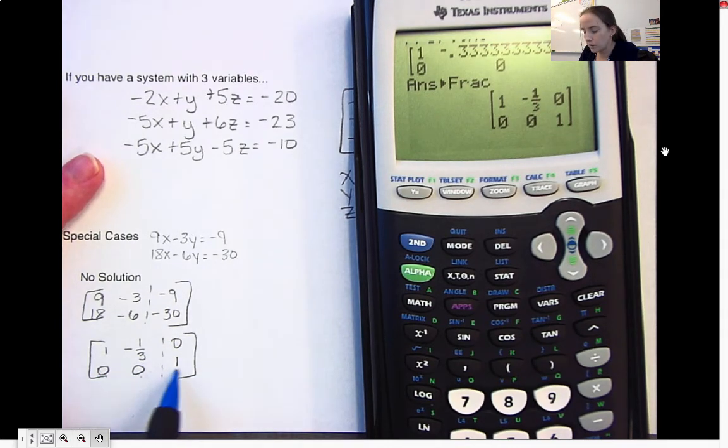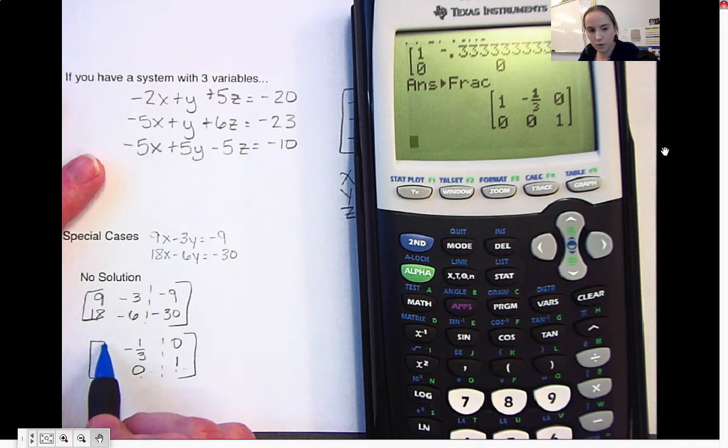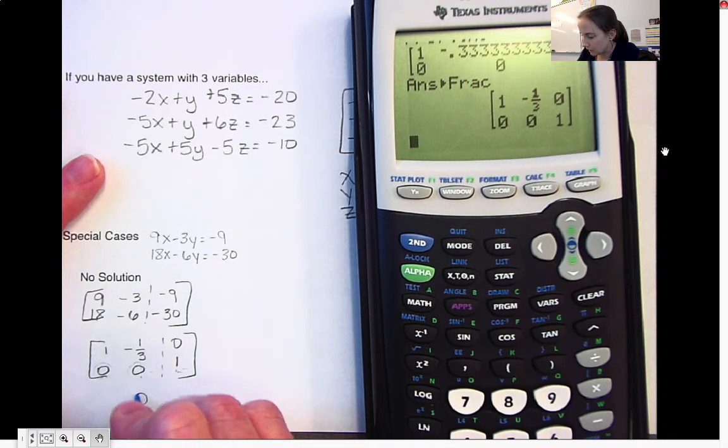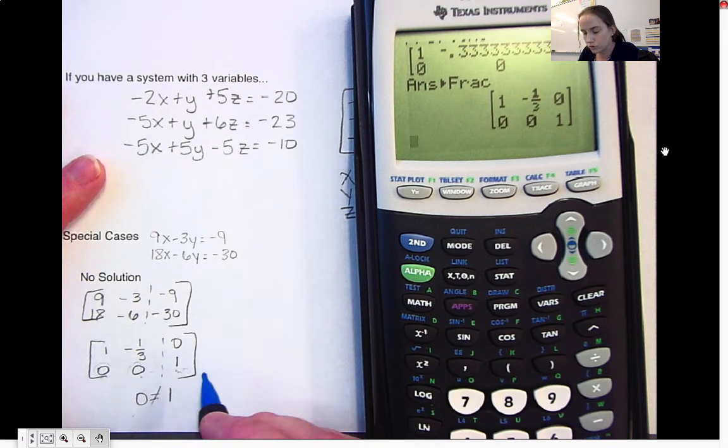This bottom row is like you canceled out all of your x's, because remember all of the x's were in this column, and you canceled out all of your y's. So this kind of says, hey, I don't have any more x's, I don't have any more y's, but I did end up with a solution for your constants. So this would be like 0 equals 1, which we said, no, that's not true. So in this case, if you see something like that, 0, 0, and a number, then it's no solution.